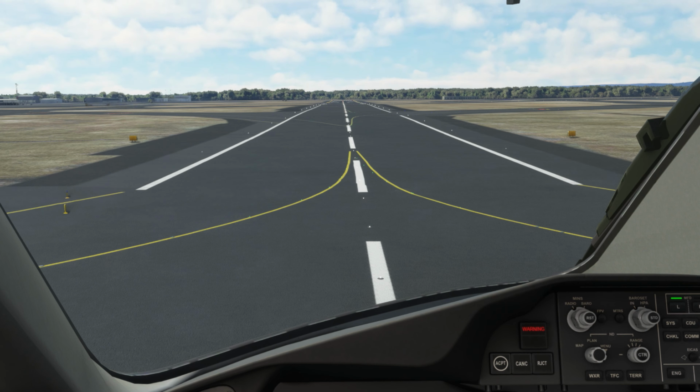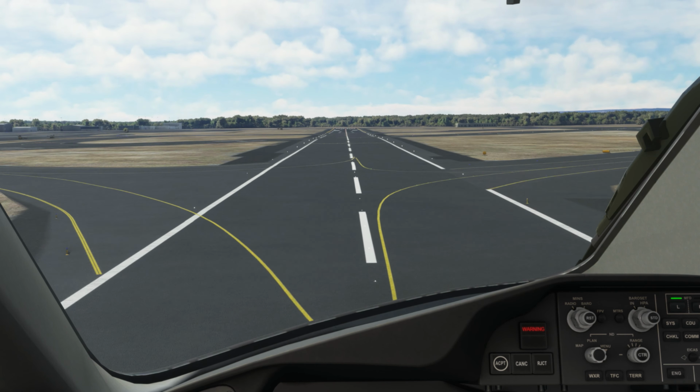In the next episode, we take a look at the painting of a new plane, so stay tuned.